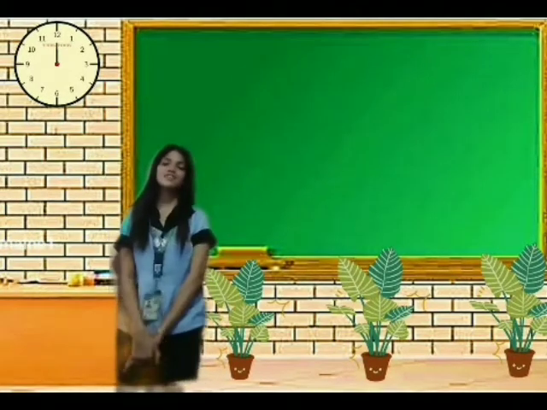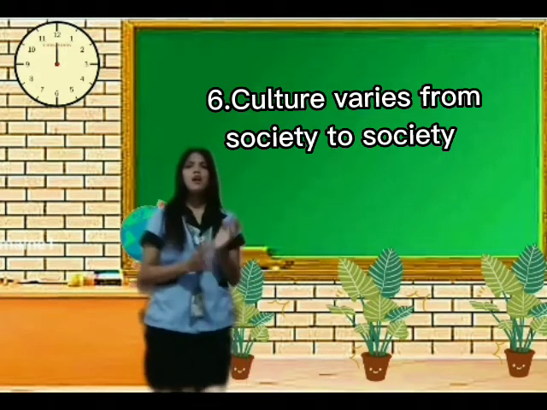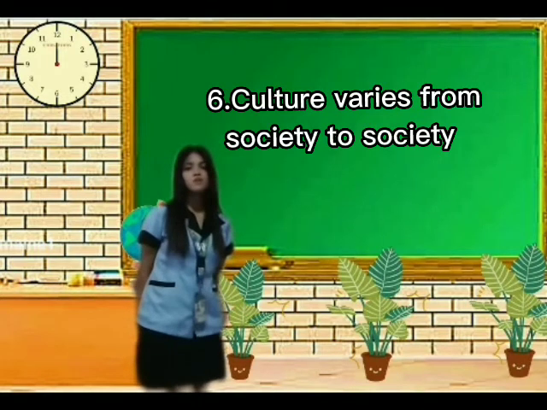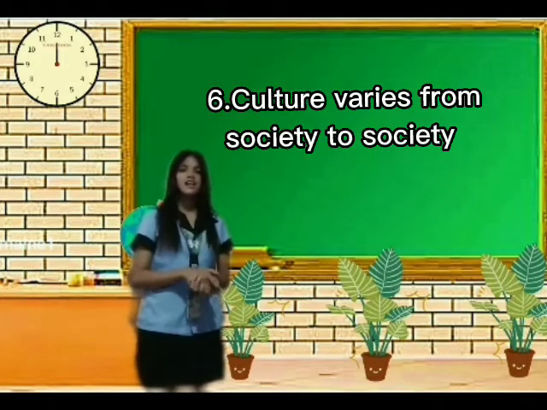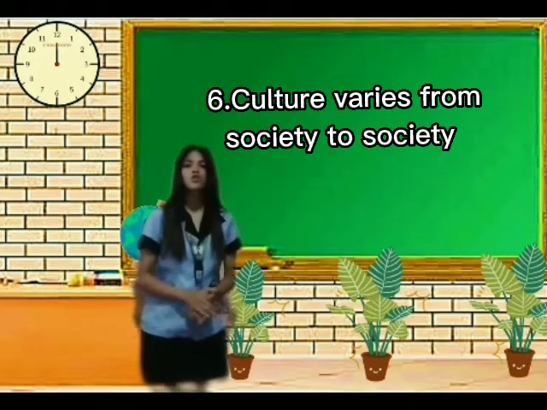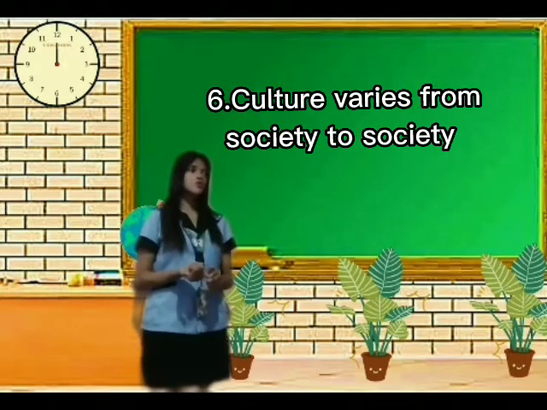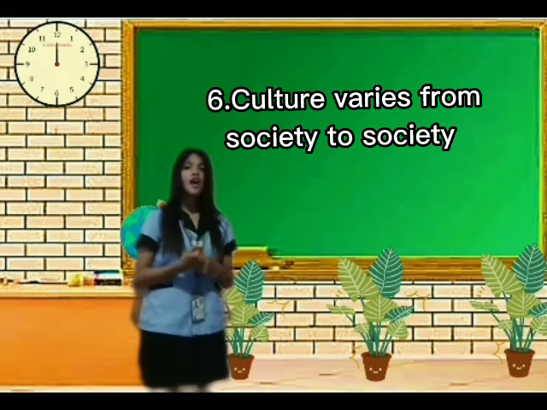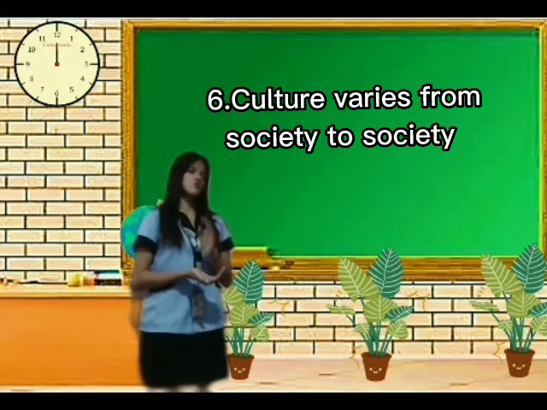And number 6 is culture varies from society to society. Every society has a culture of its own. It differs from society to society. The culture of every society is unique to itself. Cultures are not uniform. Cultural elements like costume, tradition, morals, values, beliefs are not uniform everywhere. Culture varies from time to time also.